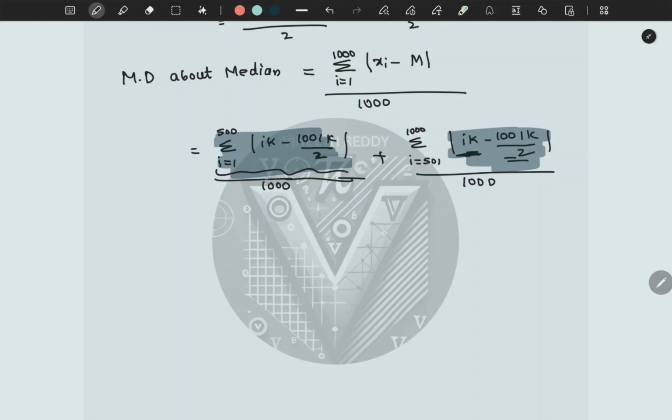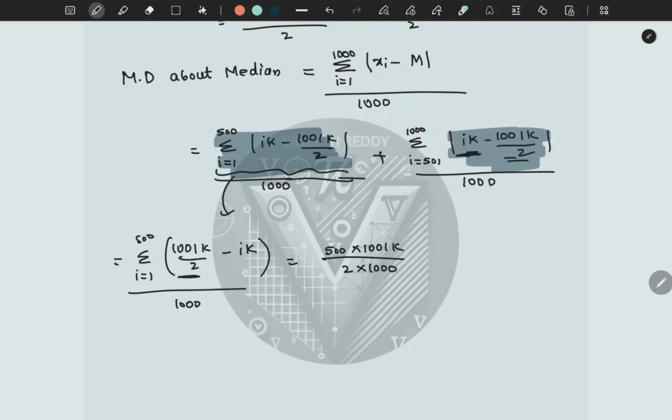Right? So now let us find this value directly. The modulus function will open in this way, so 1001k divided by 2 minus ik. Here the modulus function is removed, so we have a bracket, and I get sigma i equals 1 to 500 divided by 1000. I'm just finding this value first. How many times are we getting this value? This is repeated 500 times. So if I apply sigma, I get 500 into 1001k divided by 2 into 1000, minus sigma i k divided by 1000, correct?